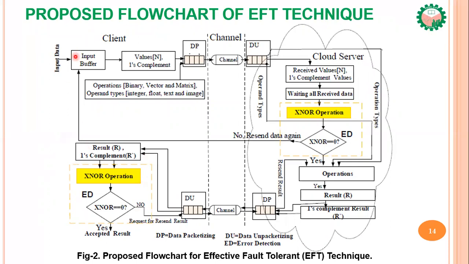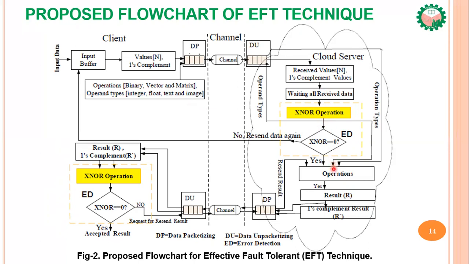The client takes the input data value, its one's complement, the operation, and the operation types. The data and its one's complement are packaged and sent through the channel. Secondly, the server receives the packets, unpackages them, and waits for all packets. When all packets are received, the error detection mechanism checks for any errors in the data. If an error is found, the data is resent from the client.